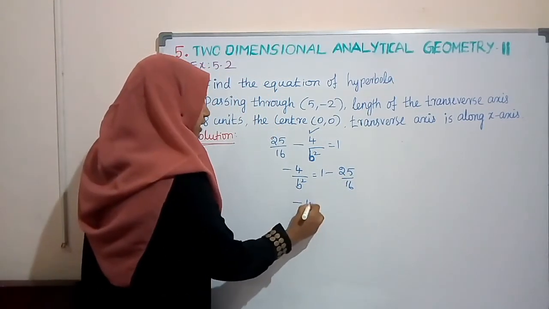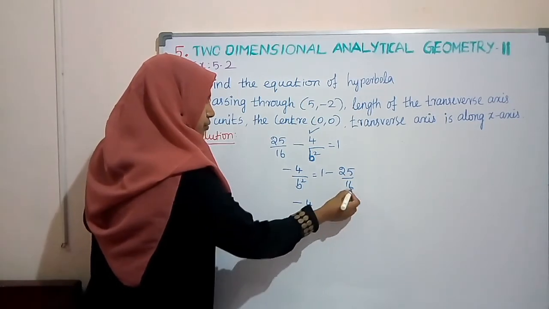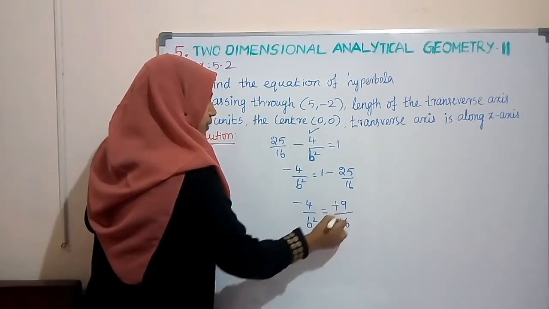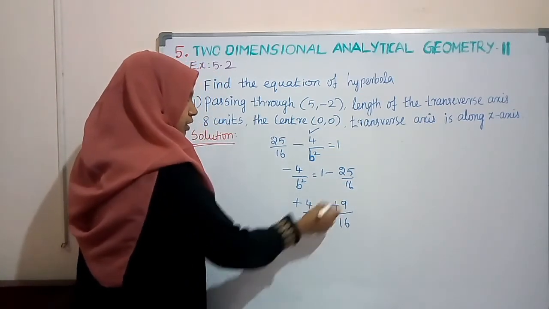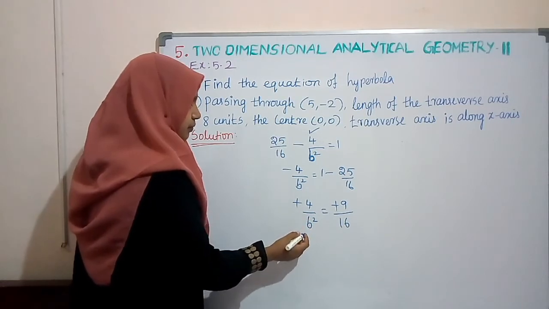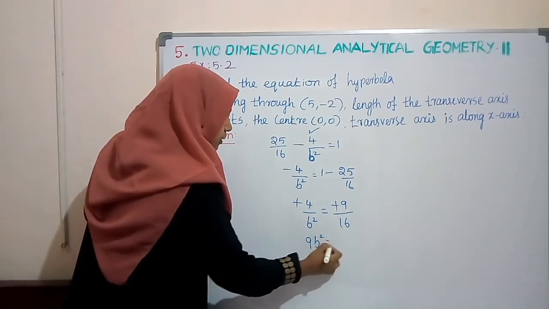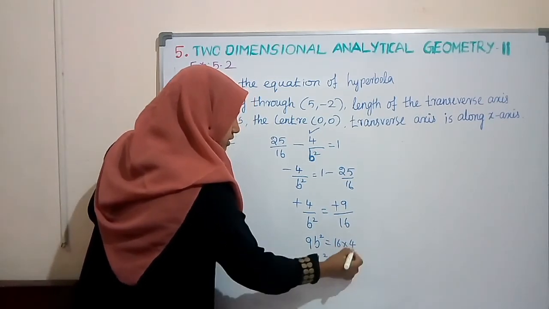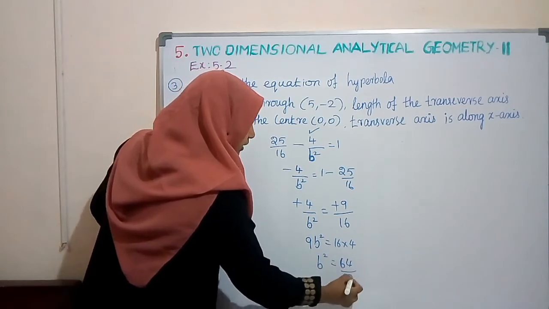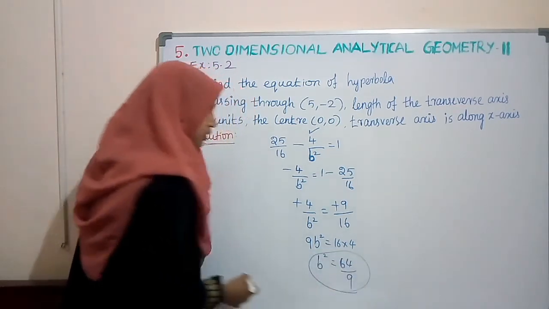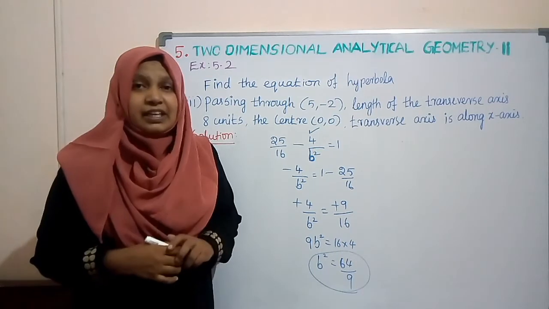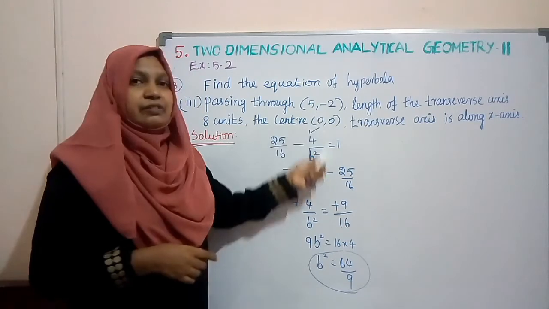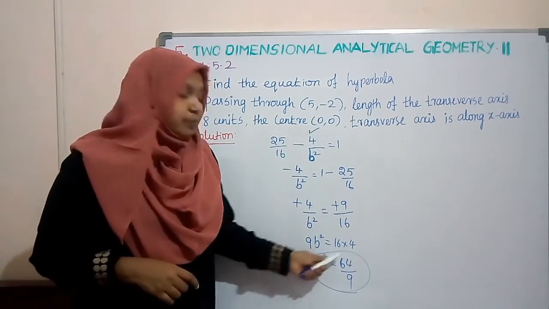Then we have minus 4 by b square is equal to 16 minus 25 is minus 9 by 16. So minus gets cancelled and you can do the cross multiplication to find b square. 9b square is equal to 16 into 4, and b square is equal to 16 into 4, 64, by 9. What is the b square value? 64 by 9. We already have a value from the length of the transverse axis. Now by substituting the given point on the equation, we got b square also.